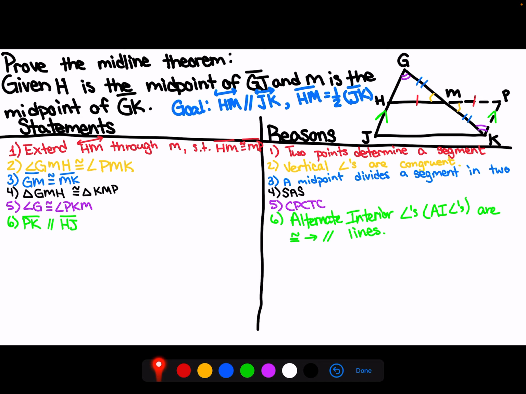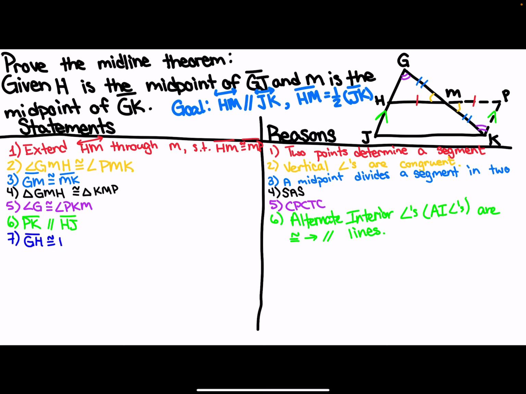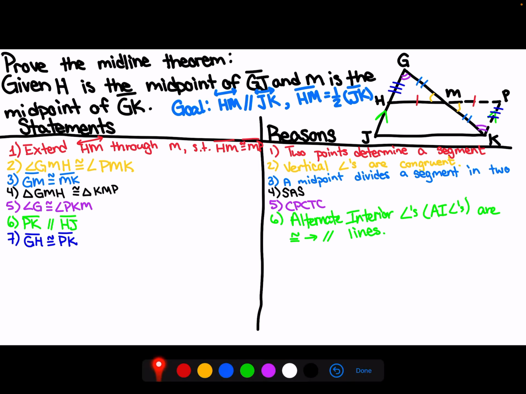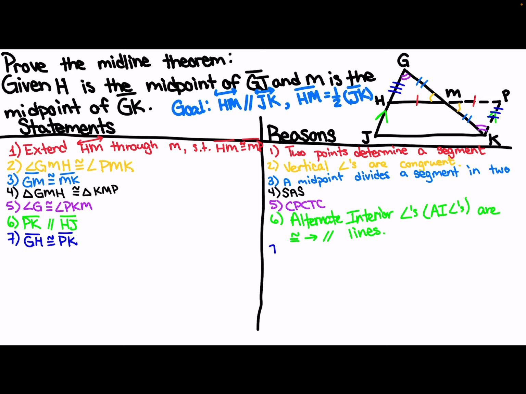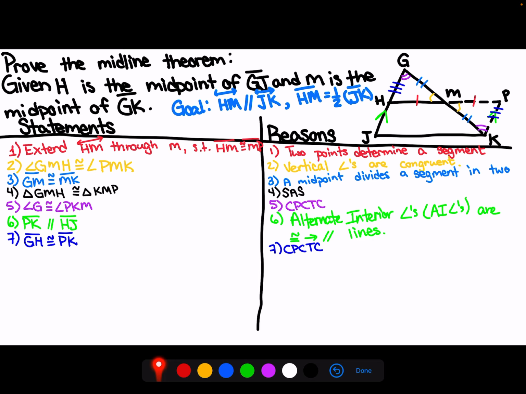Further, I can also say that PK is congruent to GH. And the reason that we can say that goes back to CPCTC. These two triangles are congruent, so all the corresponding parts are congruent. So the corresponding parts of congruent triangles are congruent.